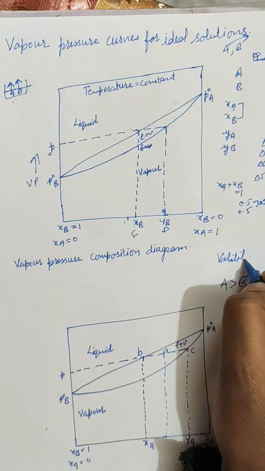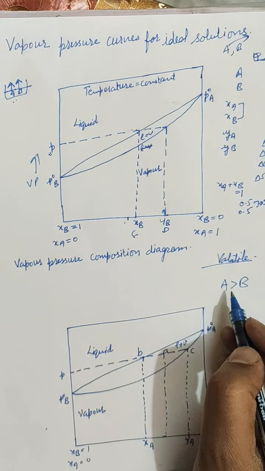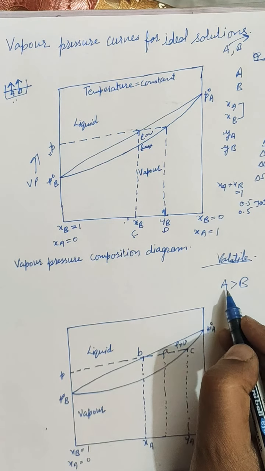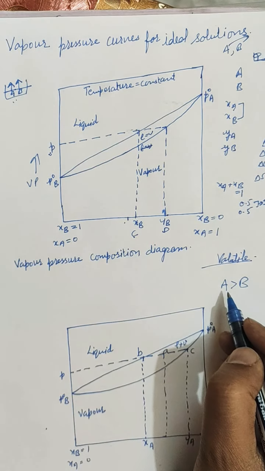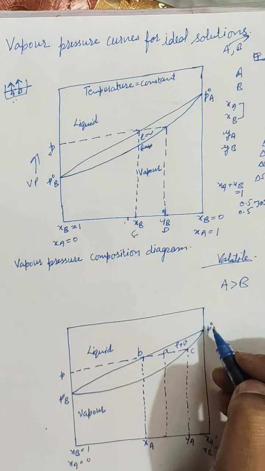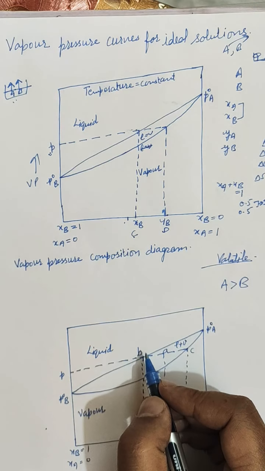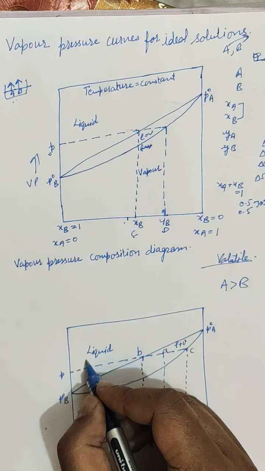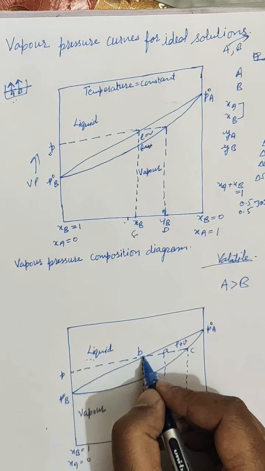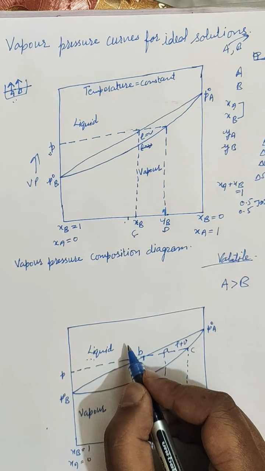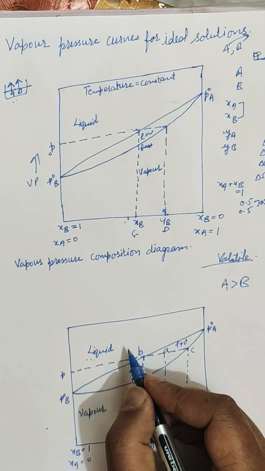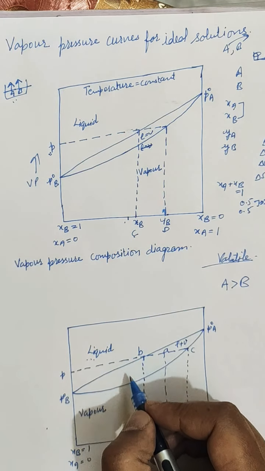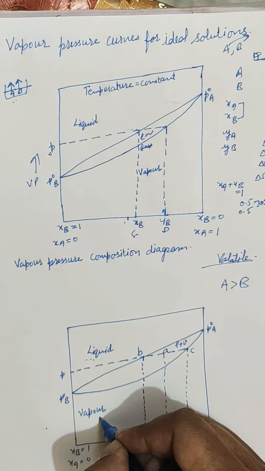This diagram is made for a solution having two components, where component A is more volatile than B. In the region above the upper curve, only the liquid phase exists. This is the liquid phase. So above this curve there is only liquid phase, whereas below the lower curve, only vapor phase is present.